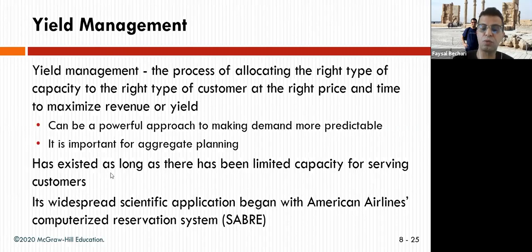It was first done in American Airlines. But now the hotel industry utilizes this process very well.